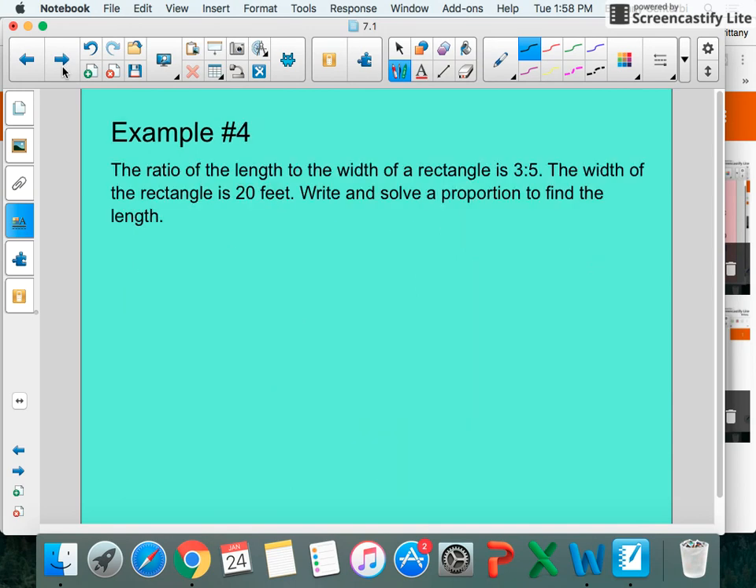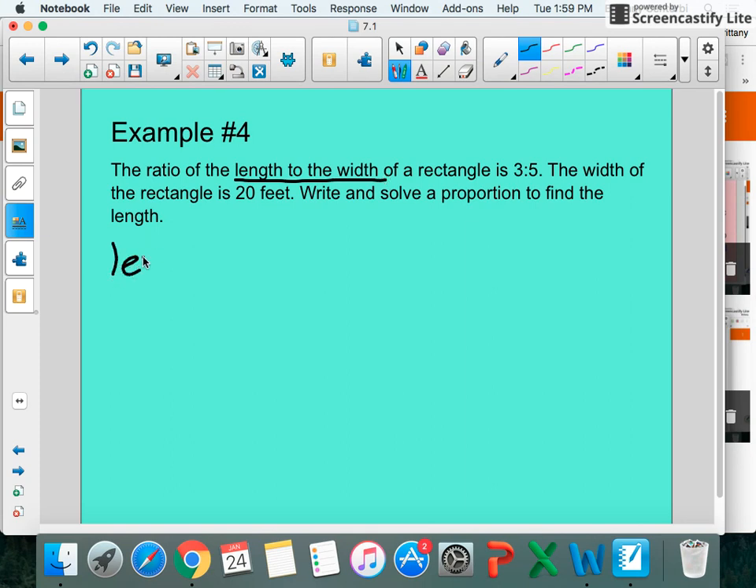And our last example, we're skipping example 3. There is no example 3. The last example says that the ratio of the length to width of a rectangle is 3 to 5. The width of the rectangle is 20, so you have to write and solve a proportion to find the length. What we're going to do is first start with our words. So we have length to width.